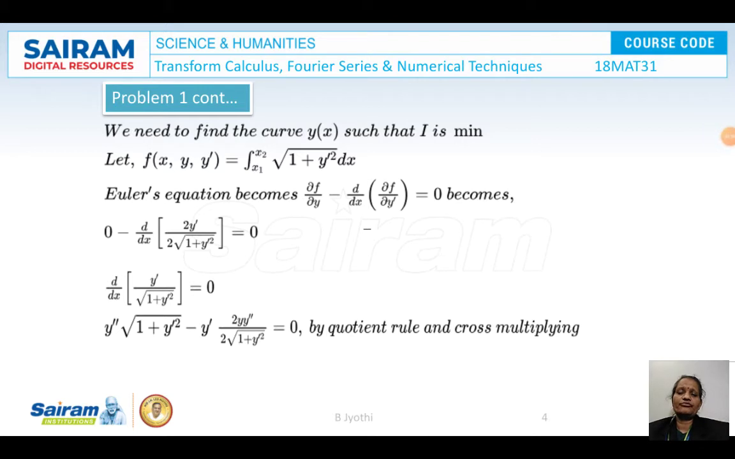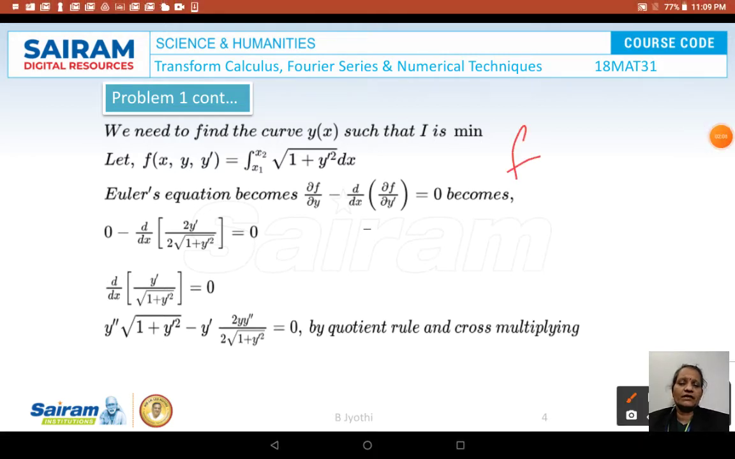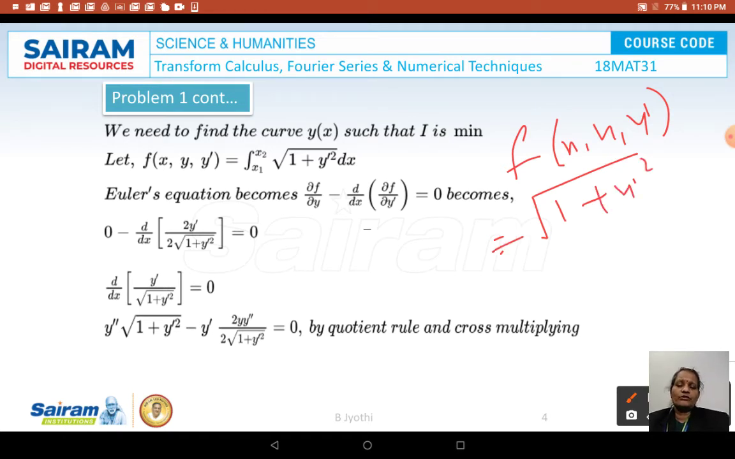So now we need to find y of x such that I is minimum. Let us consider f as f of x, y, y dash, or simply f, as root of 1 plus y dash square. Now when we use Euler's equation, it says that dou f by dou y minus d by dx of dou f by dou y dash is 0.